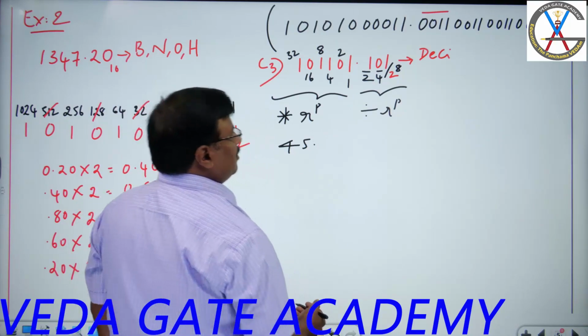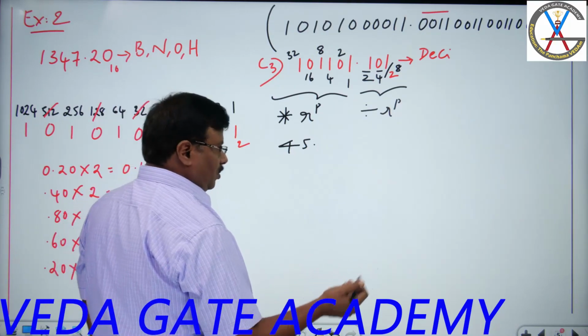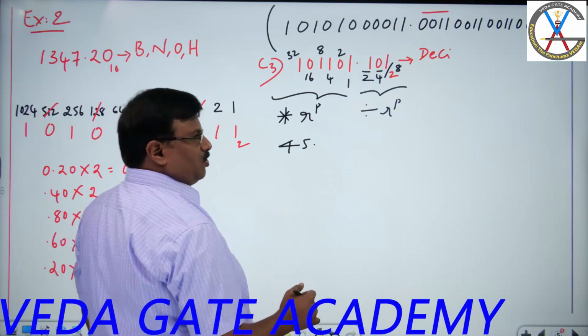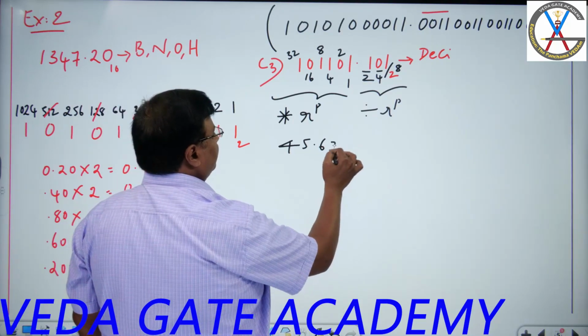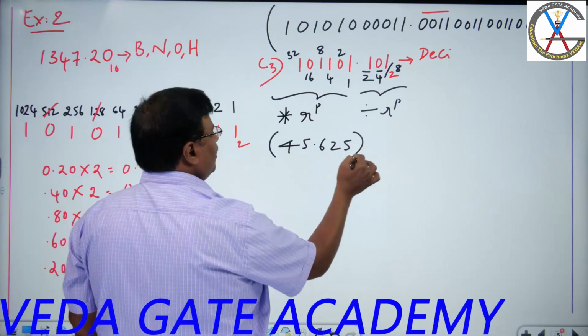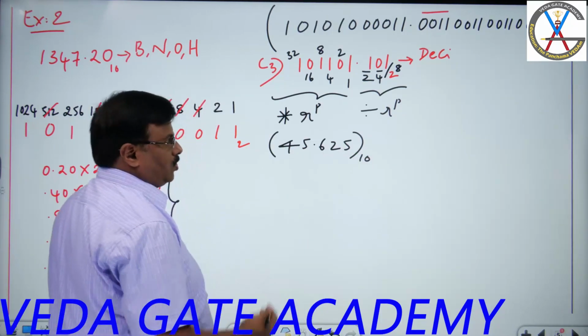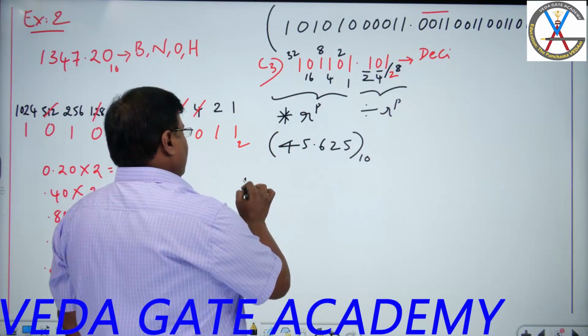1 by 8 is 0.125. 0.5 plus 0.125 is 0.625 in base 10. So, the shortest way. And next example.